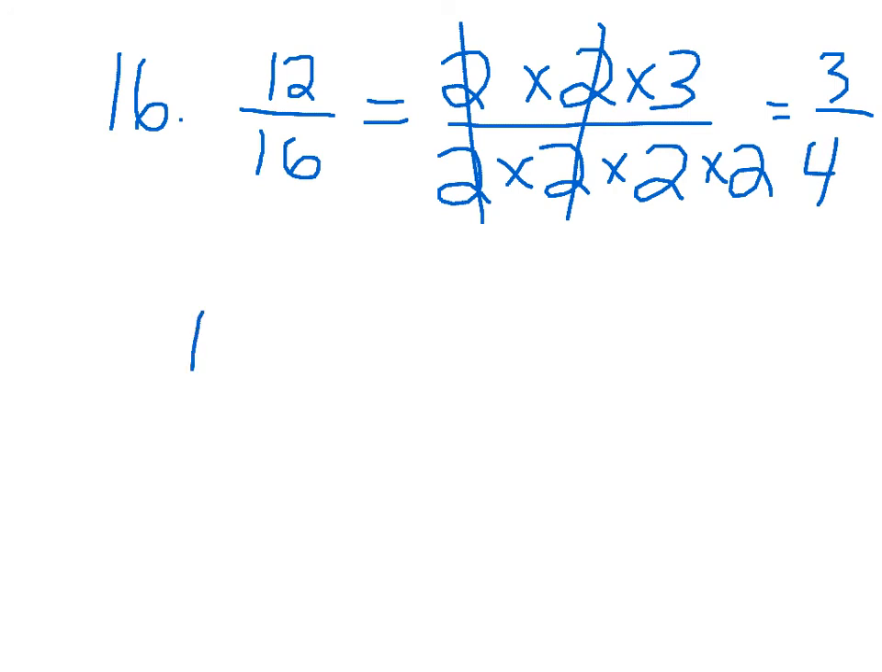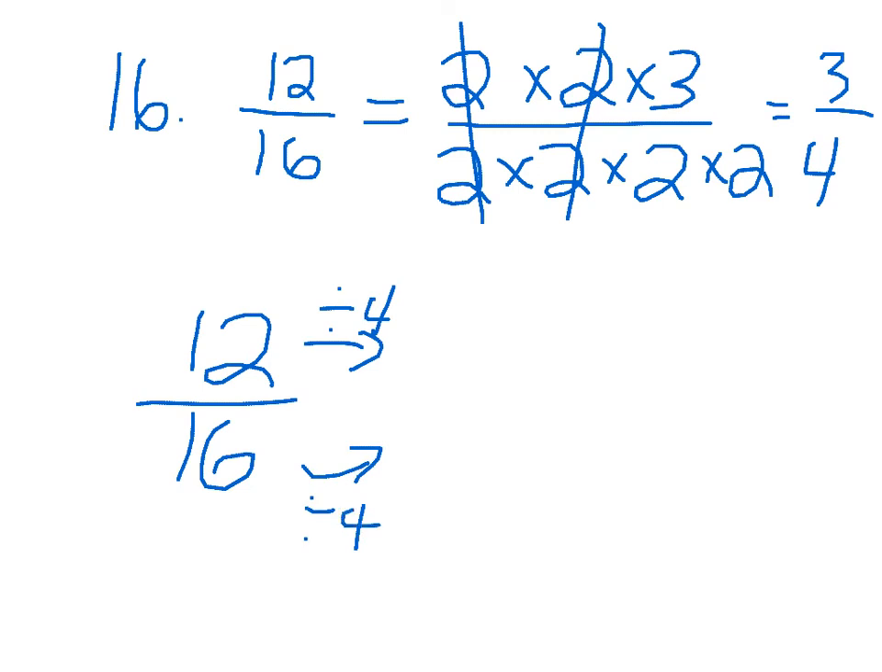Simpler way to think of it, hey, 12/16. Those are both multiples of 4. Divide by 4. Divide by 4. 12 divided by 4 is 3. 16 divided by 4 is 4. Boom.